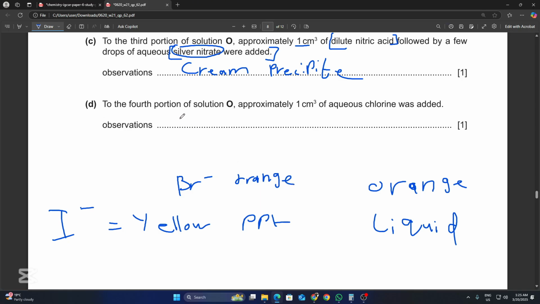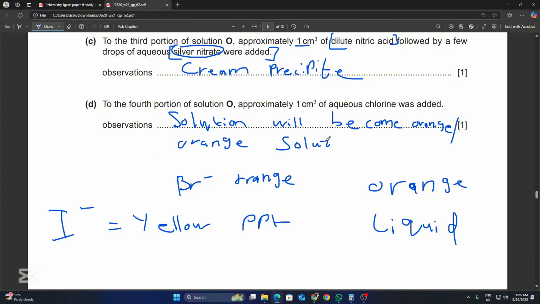So we have to say that the solution will become orange, or we say orange solution. Both are correct answers. Both get you the 1 mark.